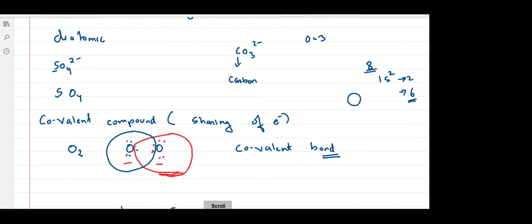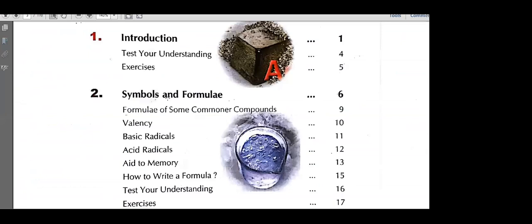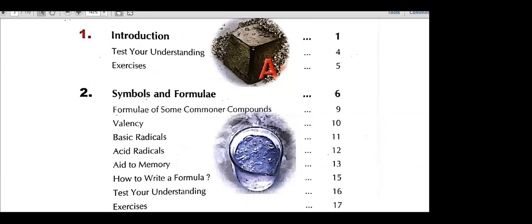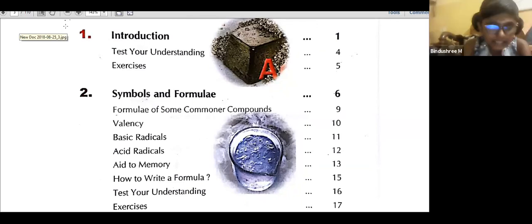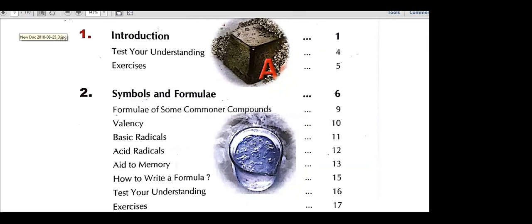When we talk about the first chapter, it was a very basic introduction. The introduction was what? Tell me. What is atom, molecule, element, mixture, compound? Different types of elements, their valency, atomic number, atomic weight, and all those things.